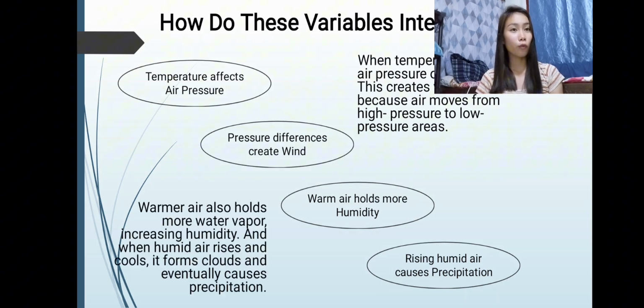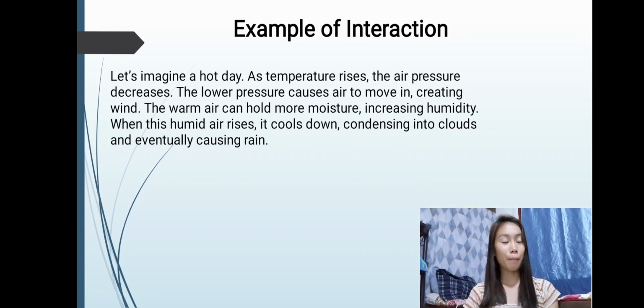Humidity is the amount of water vapor in the air. Warmer air holds more water vapor than cooler air, so when temperature rises, humidity often increases as well. When air with high humidity rises due to warm temperatures and low pressure, it cools and water vapor condenses to form clouds and precipitation like rain or snow. So I have here an example scenario of how they interact.